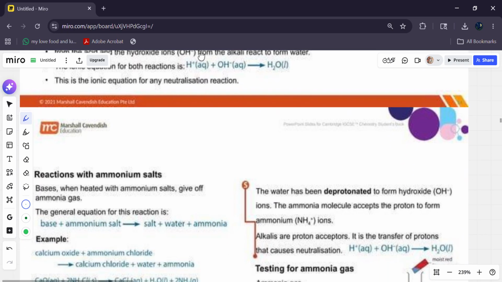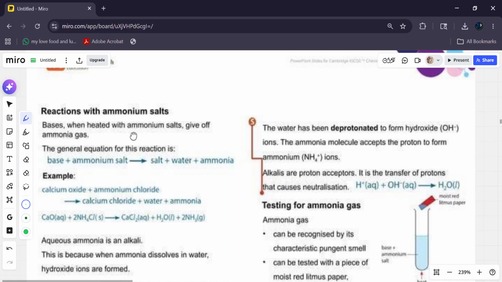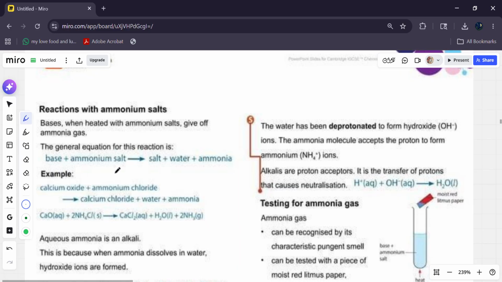Now, reactions with ammonium salts. Bases, when heated with ammonium salts, give ammonia gas. The general equation for this reaction is base plus ammonium salt gives salt plus water and ammonia. This is obvious because the salt contains ammonium. It's known as an ammonium salt, so there's ammonia in the salt. And when it's reacted with a base, it gives salt, water, and ammonia. For example, calcium oxide plus ammonium chloride gives calcium chloride plus water and ammonia.